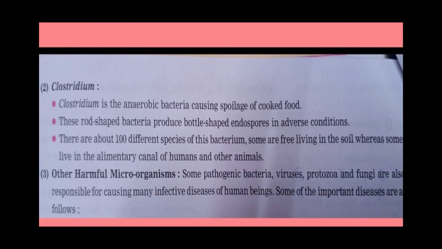Clostridium is the anaerobic bacteria causing spoilage of cooked food. These rod-shaped bacteria produce bottle-shaped endospores in adverse conditions. There are about 100 different species of this bacterium. Some are free living in the soil, whereas some live in the alimentary canals of humans and other animals.